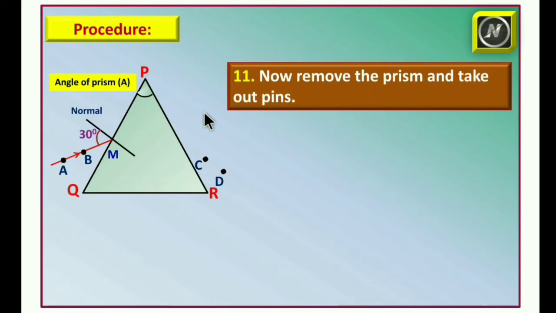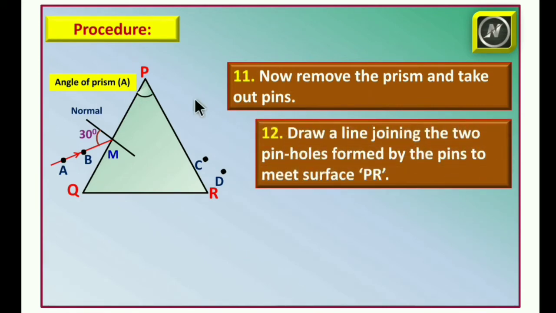Now remove the prism and take out the pins. The pinholes formed by the pins will remain. Draw a line joining the two pinholes and continue this line until it meets surface PR.